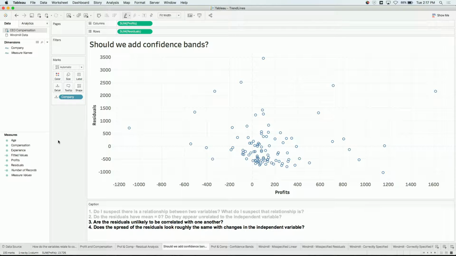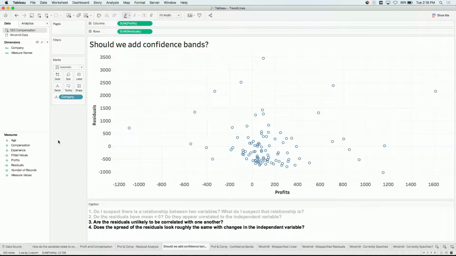Are the residuals unlikely to be correlated with one another? Well, we can't really answer this question just by looking at them. We have to use our knowledge of the data. So do I believe that the difference between the fitted values and each CEO's compensation to be related? In other words, is the variation that we're seeing in each data point related to the variation in each other data point? These numbers come from companies that are all different sizes, all different industries. So it is very unlikely that the variation between two is related. So we can say, yes, the residuals are unlikely to be correlated with one another.